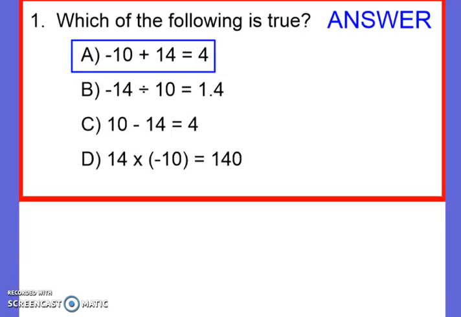All right, the answer is A. So the good news this year in Math 8 or Advanced Math 7, you're going to be able to use your calculator. So negative 10 plus 14 is 4. If you look at the other options, this should result in a negative 1.4. This should be a negative 4, and then this should be negative 140. Okay, so just knowing your negative rules essentially.